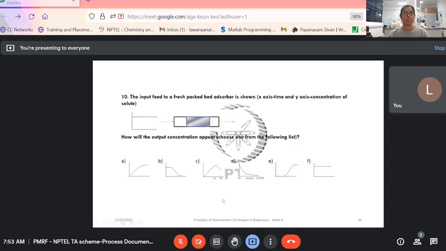The input feed to a fresh packed bed absorber is shown. X-axis time and y-axis concentration of the solute. However, we do not know where the time 0 is. How will the output concentration appear? Choose one from the following list. Here I'm assuming that this flow has already begun and this is the feed that is being input into this packed bed absorber. So think what the options could be.